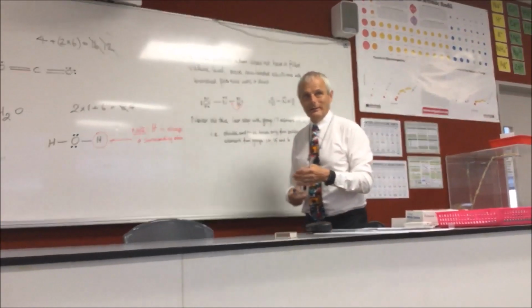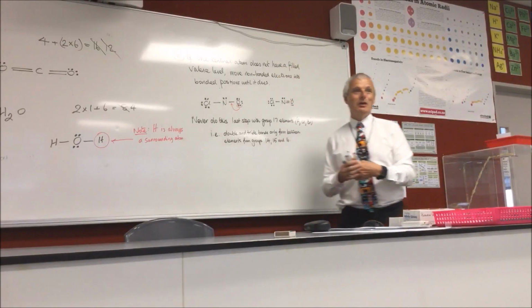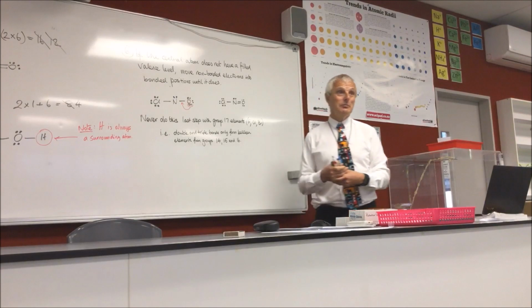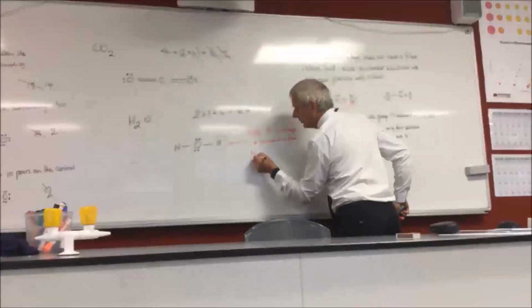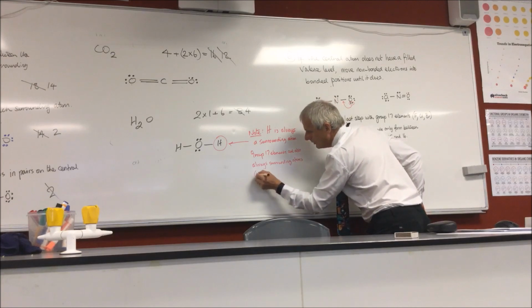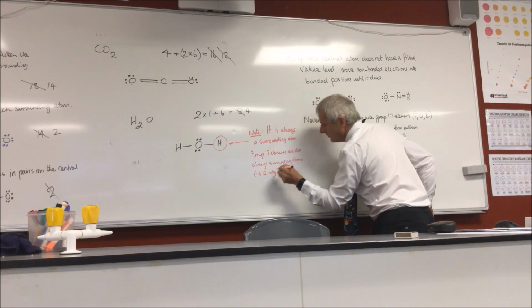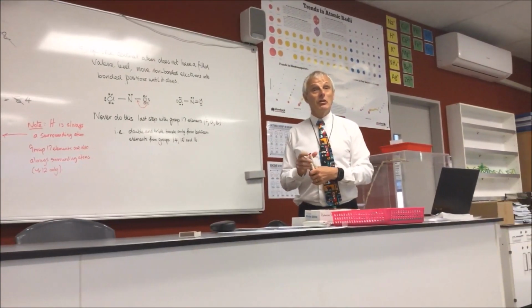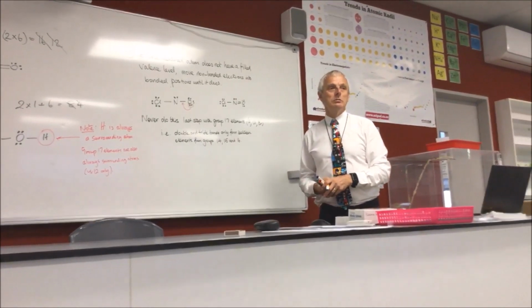This year, that's the proviso, group 17 elements are always a surrounding atom. Okay? Now that second one is a year 12 only. In year 13 things change a bit, but let's keep things simple for this year. Do one more.